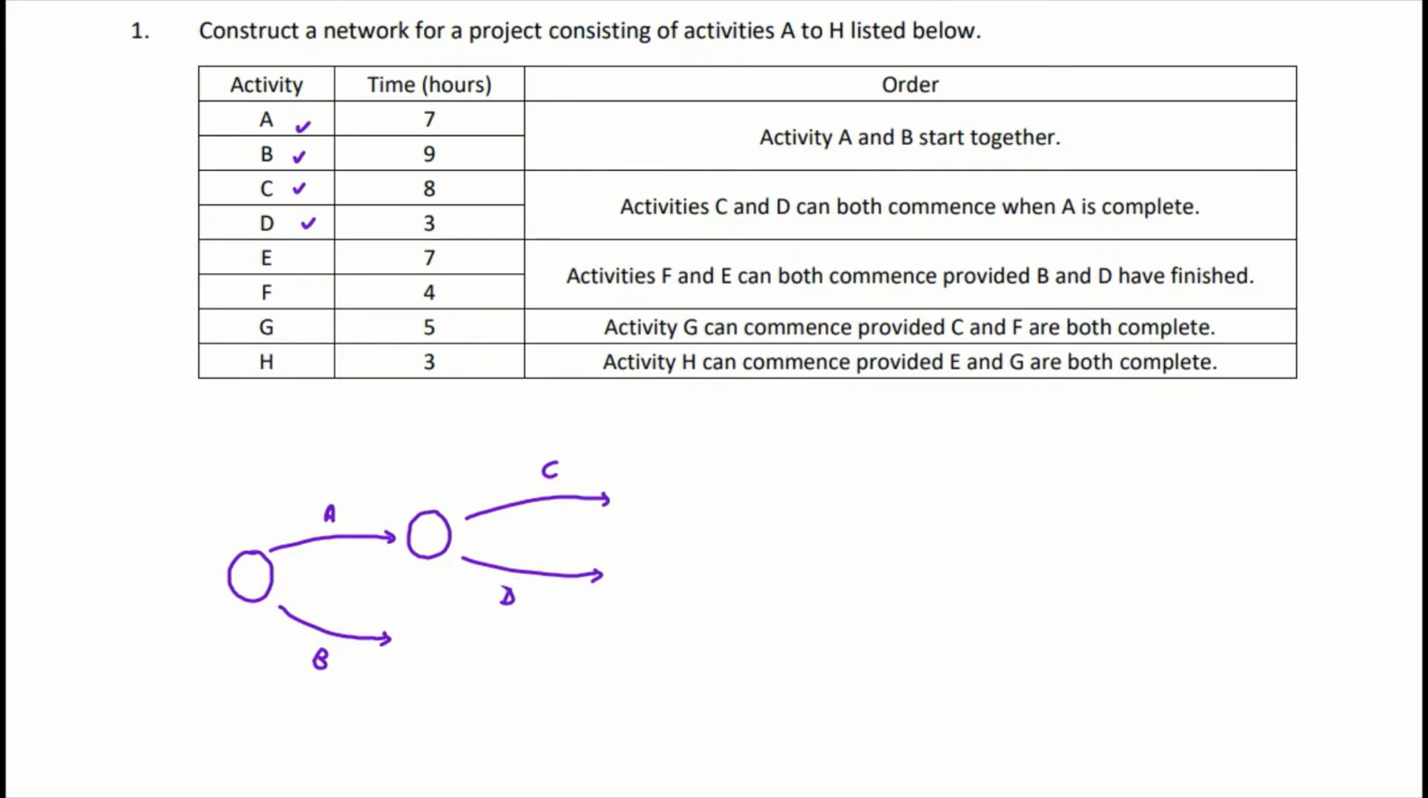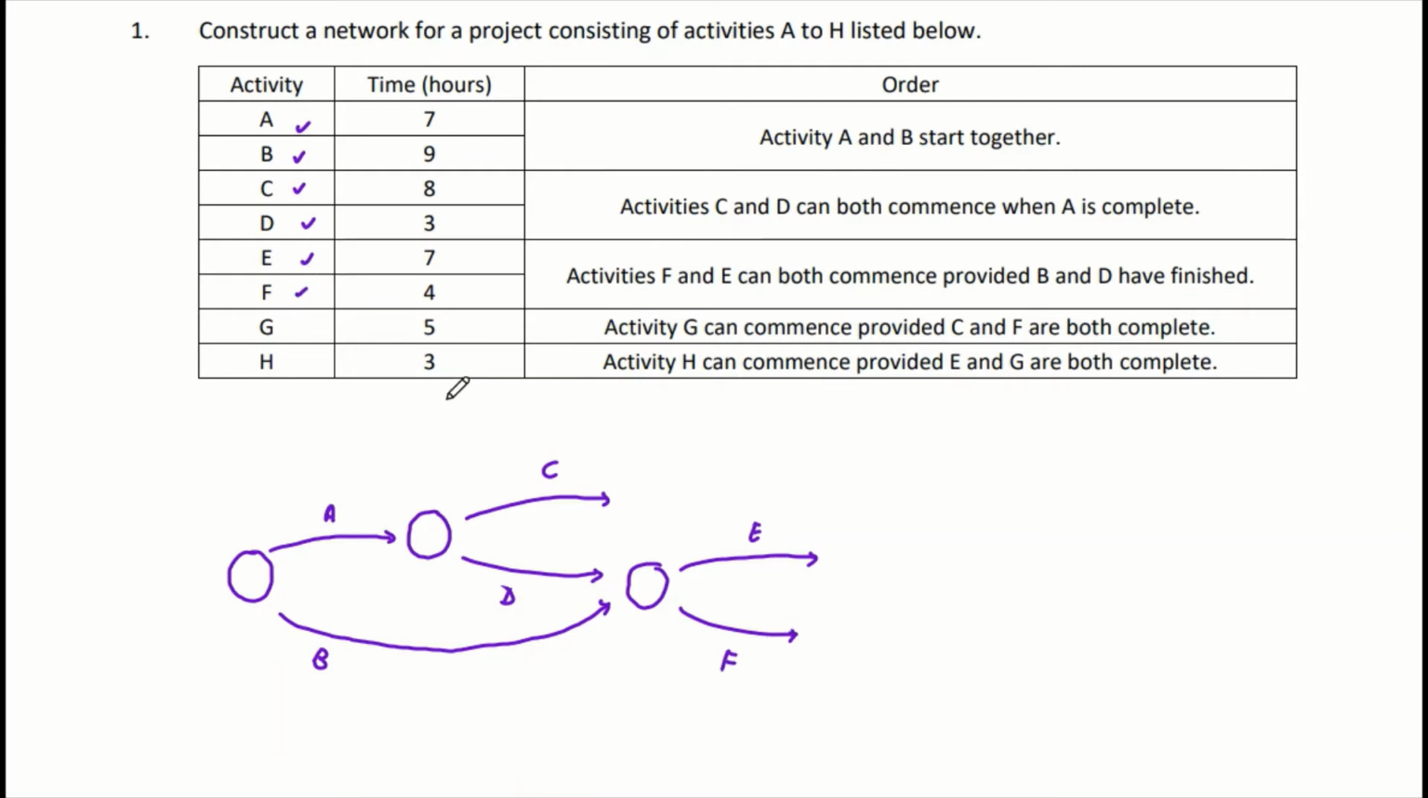So now you need to do some arrangement here. What I'll try to do is make this length longer. Then now I reach this checkpoint. This is the checkpoint where B and D are completed. So now I will start to do my E and F. E and F can both commence once B and D have finished. So E and F here. Okay, so E and F settle.